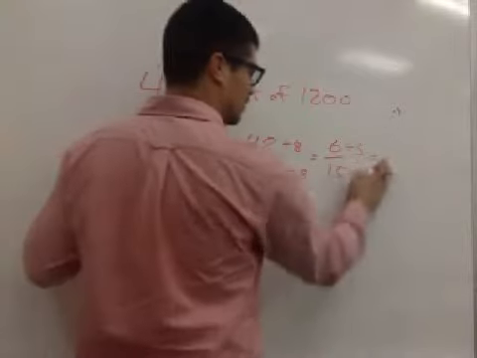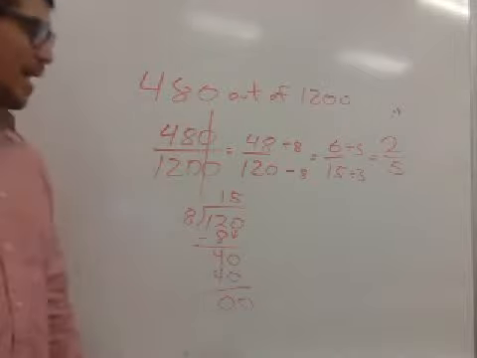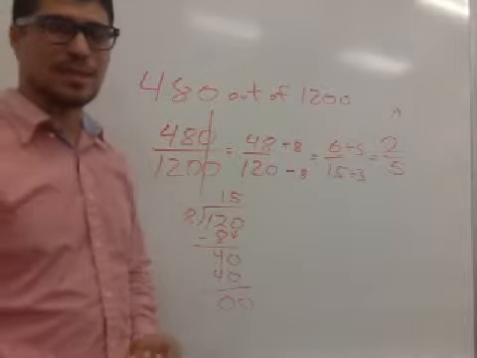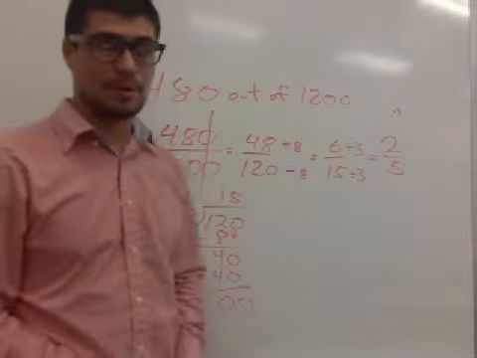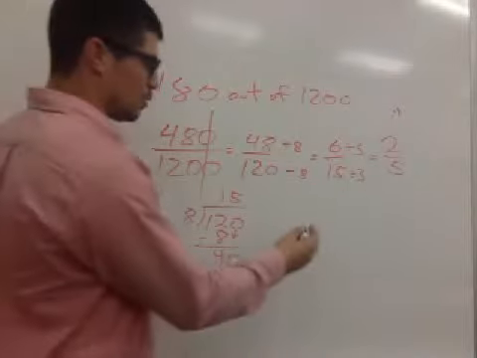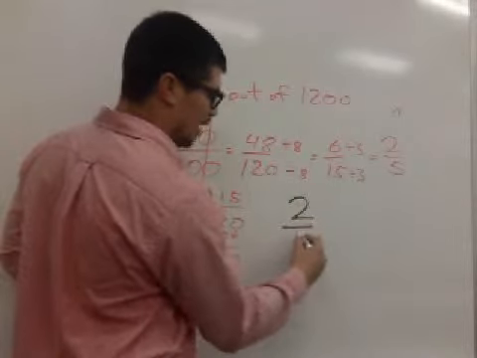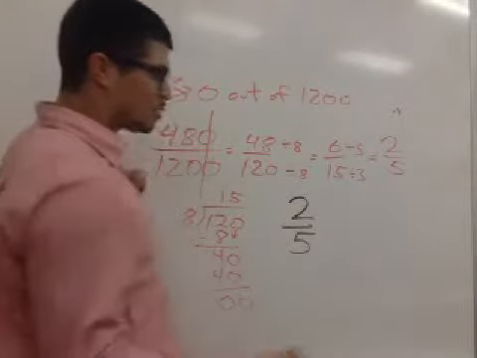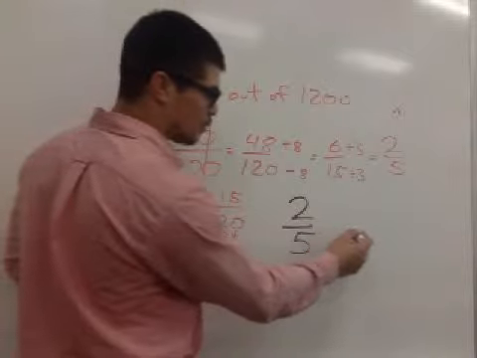Let me make that bigger. 2/5. And this next step is going to be the same as what we were doing when we were going over ratios. So we have 2/5, and because we're trying to find out the percent out of 100, we're going to put it towards our 2/100.